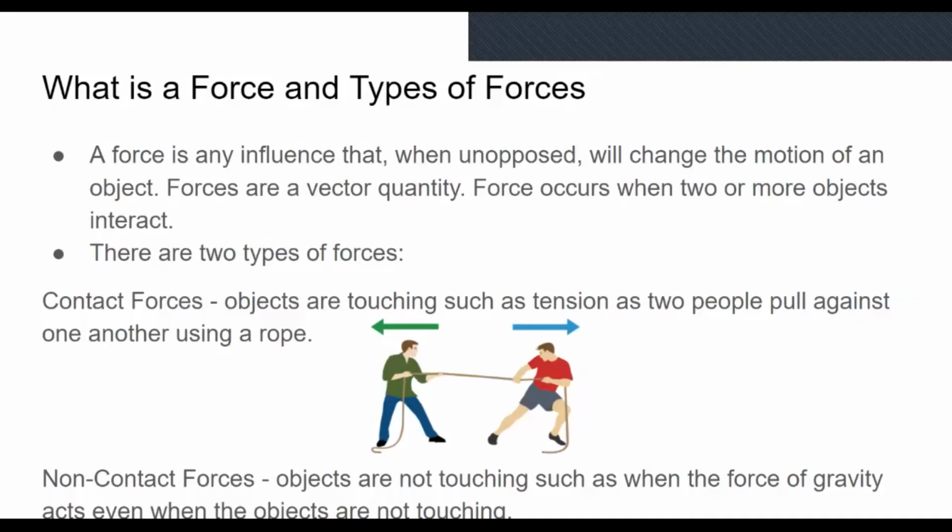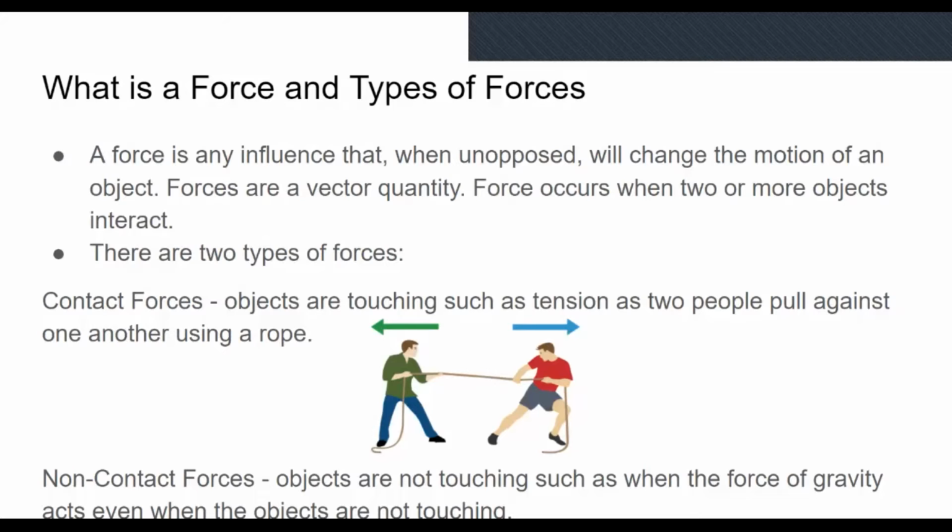Today, we are going to be covering the fifth subtopic of Topic 1 motion, called effects of forces. What is a force and types of forces? A force is any influence that, when unopposed, will change the motion of an object. Forces are a vector quantity. Forces occur when two or more objects interact.